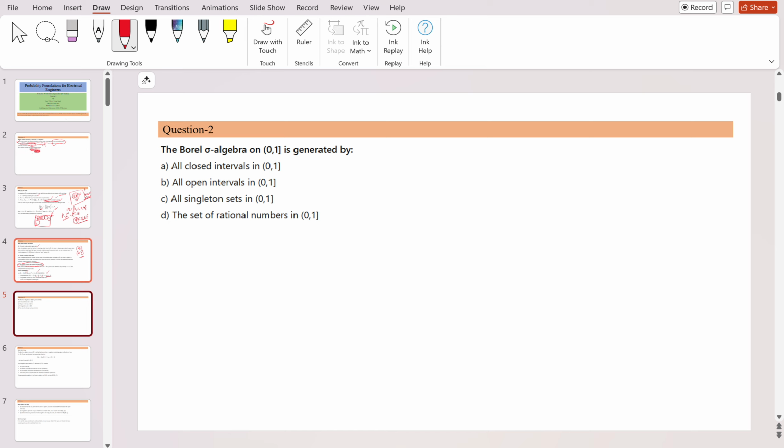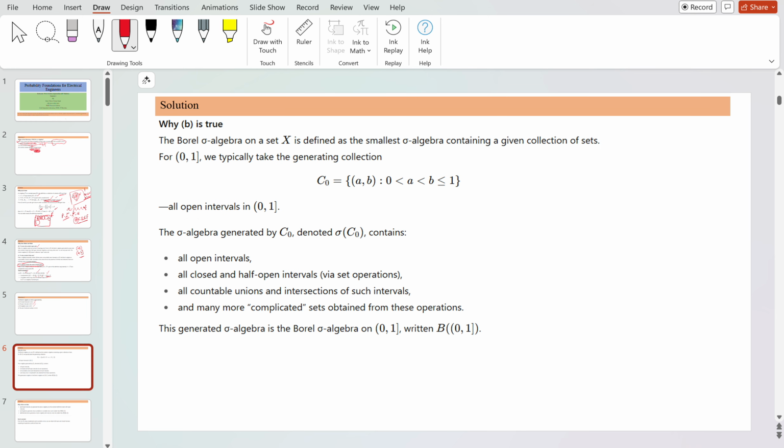What is it saying? The Borel sigma algebra on 0 to 1 is generated by all closed intervals, all open intervals, singleton sets, or the set of rational numbers between 0 and 1. So if you see the criteria, how do you define this Borel sigma algebra? Let's see. The Borel sigma algebra on a set X is defined as the smallest sigma algebra containing a given collection of sets.